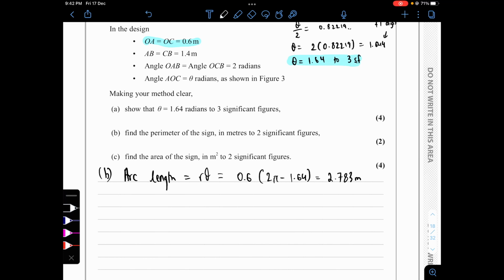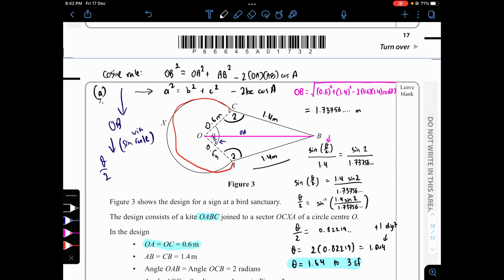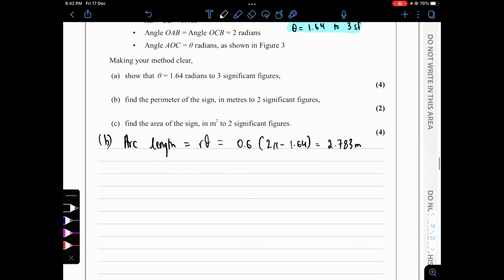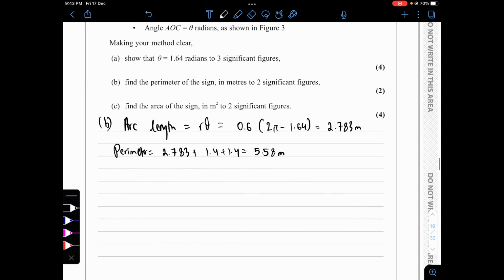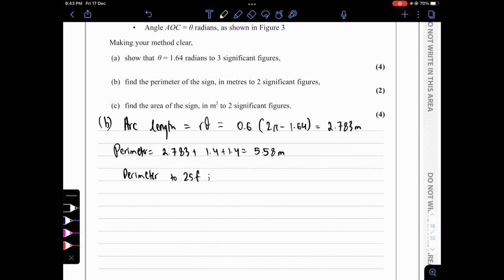And because we want 2 significant figures, I'm doing a bit more, so we can just round it at the end. And these are 1.4 meters. This is also 1.4 meters. So all you have to do is, the perimeter is 2.783 plus 1.4 plus 1.4, which gives us 5.58 meters. So when you round it to 2 SF, the perimeter is 5.6 meters.